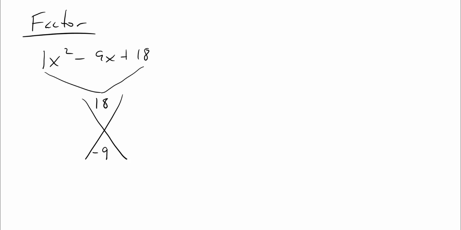Now, if you notice, math fans, it's 18 here, right? So in order to get a negative 9, the numbers have to be negative. Think about it: a positive times a positive is a positive, and also a negative times a negative is a positive. Okay, so that means both these numbers have to be negative.